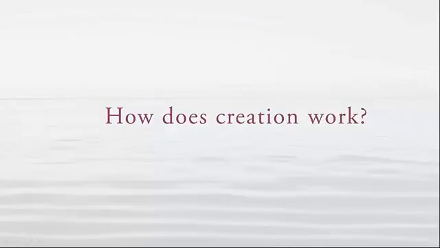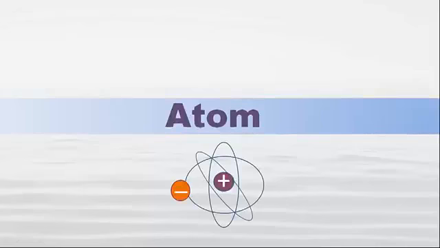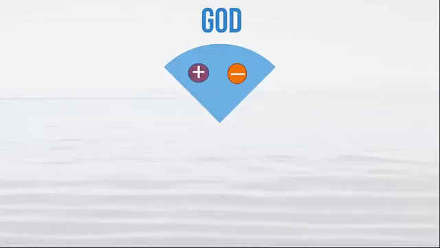In this session, we are going to take a look at how the creation works. How are things able to exist, to move, to grow, and to multiply? Let's take, as an example, an atom. How did it come to exist? And how does it maintain its existence? Its existence begins with God, the origin.